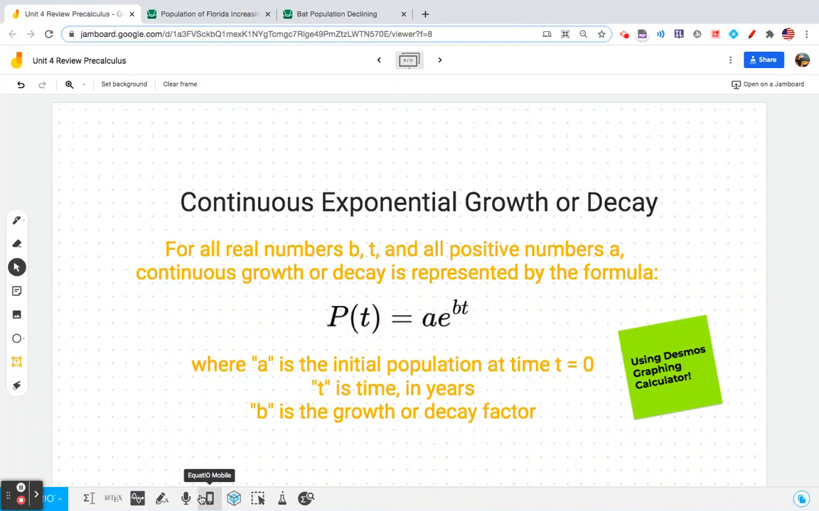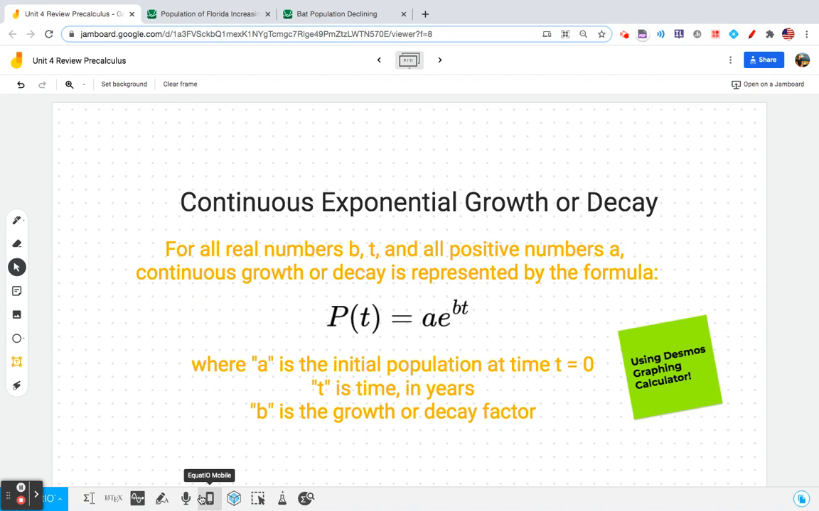Continuous exponential growth or decay. We're going to be using the formula P of t equals A times e to the bt, where P is the population at t years into whatever the situation is, A is the initial population, and B is the growth or decay factor.